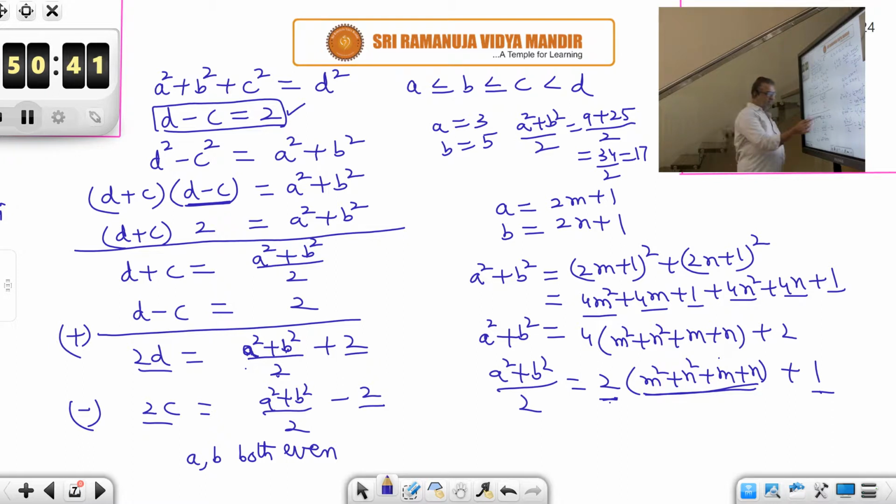So (A square plus B square) by 2 will always be an odd number if both A and B are odd. So this is an odd number. Here 2 is even, even plus odd is odd, whereas the left hand side is even. So that is why both odd numbers should not be taken. A and B cannot be both odd. If one is even and one is odd, then (A square plus B square) by 2 itself is a fraction. Okay, so both must be even. So that is the conclusion there.